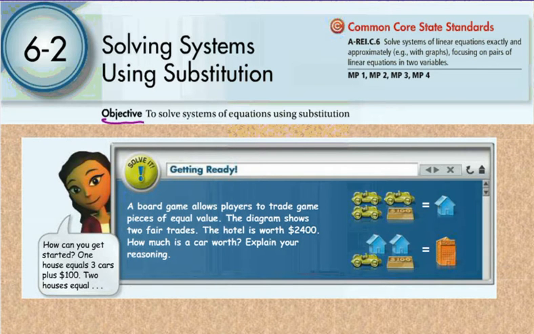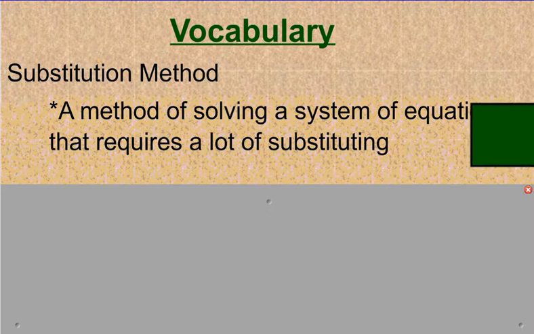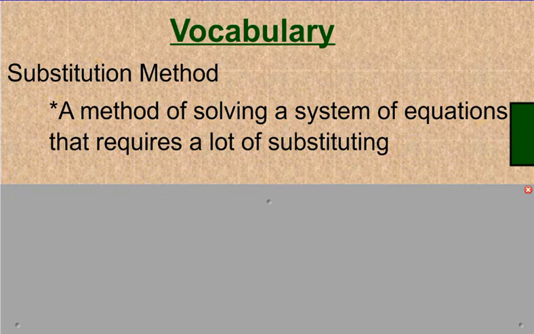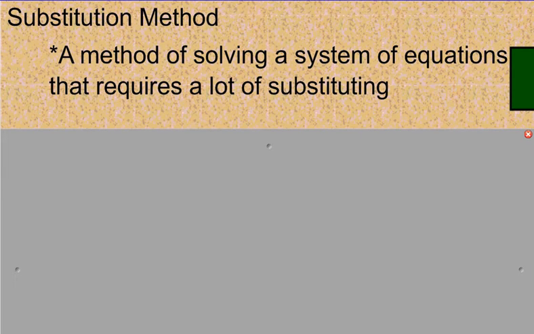All right? So that's really just one vocab word: the substitution method. Basically, the substitution method is a method of solving a system of equations that requires a lot of substituting. I'll give you the basic steps for using the substitution method right now, and then we'll show how it works with a couple of examples.